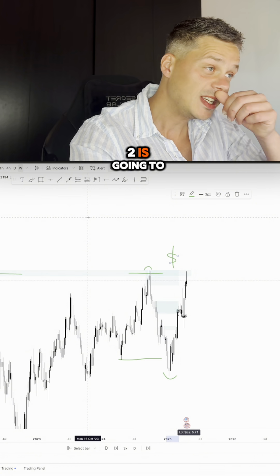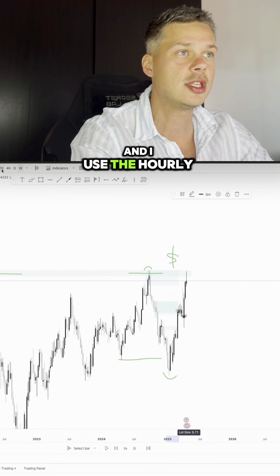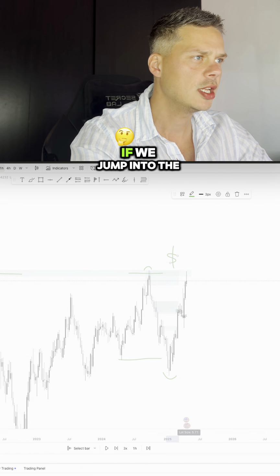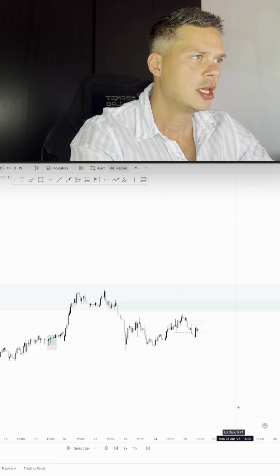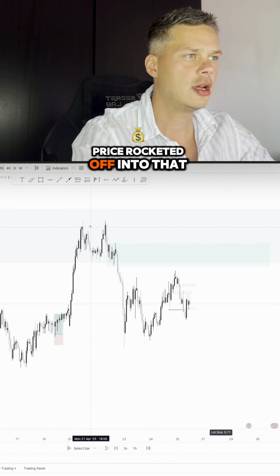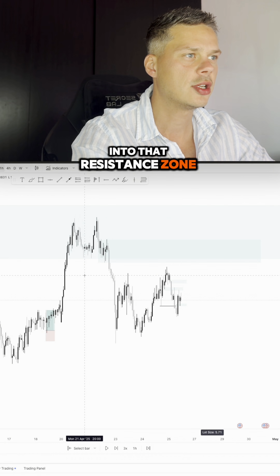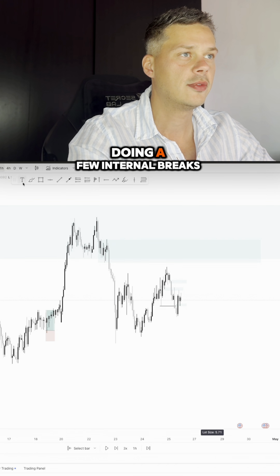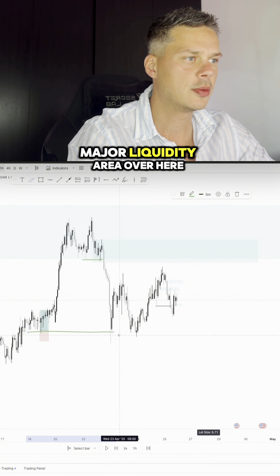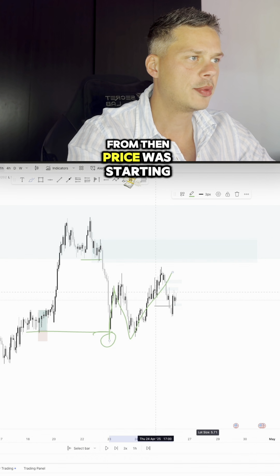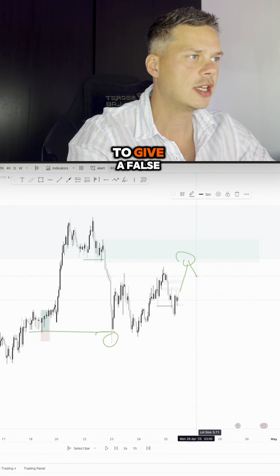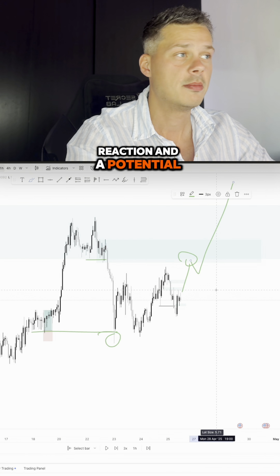Now, step 2 is going to the lower time frames, and I use the hourly and 15-minute to understand what the lower time frame liquidity is. If we jump into the 1 hour, we can clearly see that there is some interesting stuff going on. Price rocketed off into that supply zone, into that resistance zone, and then started to melt down, doing a few internal breaks of structure. First one here, and then we took this major liquidity area over here. From then, price was starting to step up, and I expect price to trade somewhere into this area to give a false reaction and a potential buy opportunity.